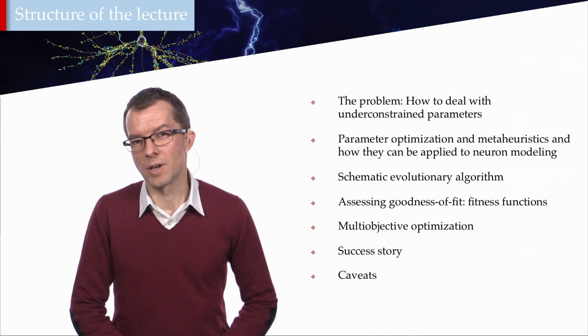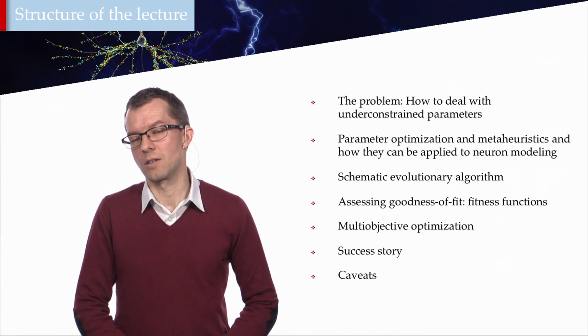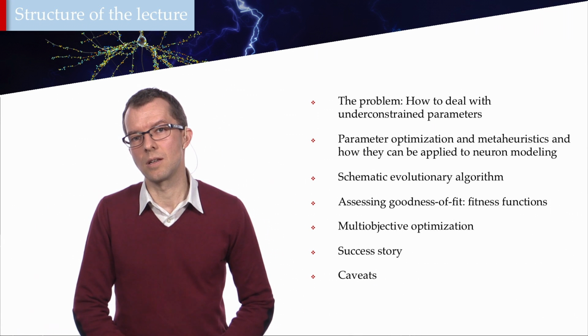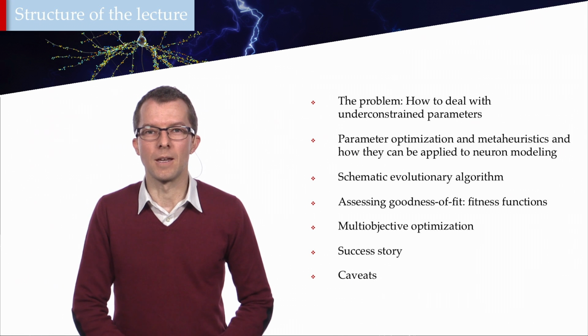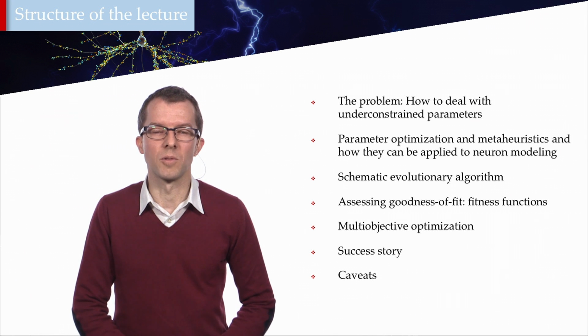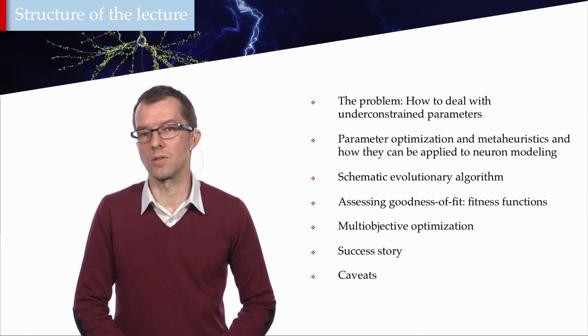Furthermore, we will try to make a case that using multi-objective optimization is a good ingredient to sort of expose certain trade-offs in the parameter space. And we'll give you an example that hopefully convinces you that these are useful techniques to help us build detailed neuron models. And of course, as always, there are some caveats you will have to consider.